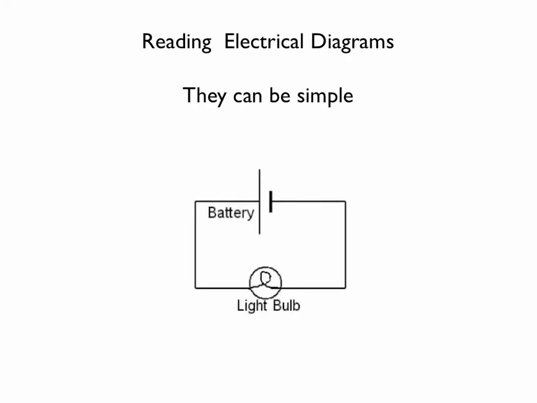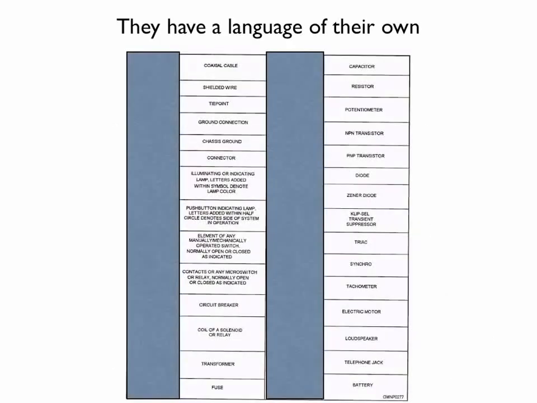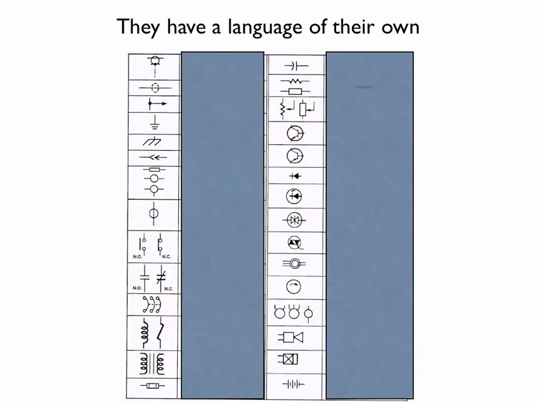Reading an electrical diagram can be pretty simple or complex, and it has a language of its own. Normally we use words, like resistor, chassis ground, electric motor, or fuse. When I say those words, something comes to mind; you have an image of what's going on. Well, in an electrical diagram, they don't use words, they use symbols to say the same thing. So we have to understand the language of symbols.